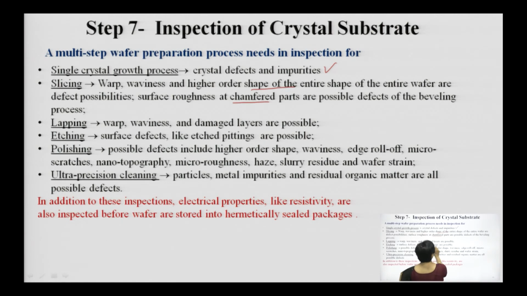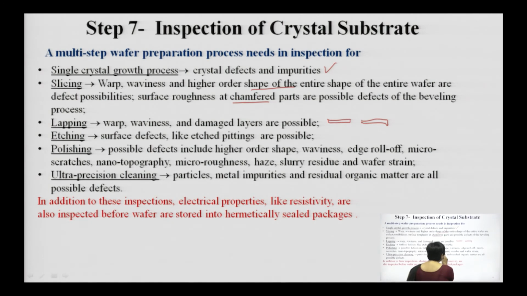Then you have lapping. In lapping you can have waviness of the wafer, something we call bow, so some variations may happen in the wafer. Those variations you do not want, so you need to inspect the wafer properly. Etching surfaces: while etching, if the metal impurities or chemical impurities are not eliminated, that also can create some pits on the surface.